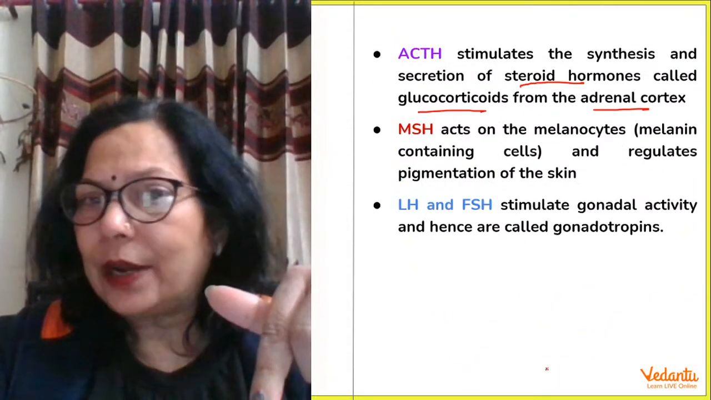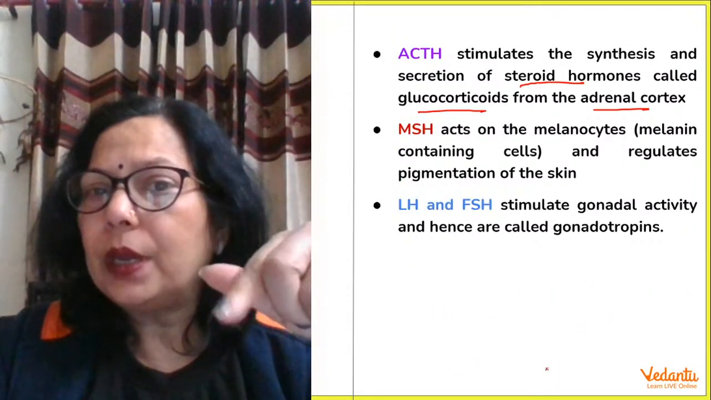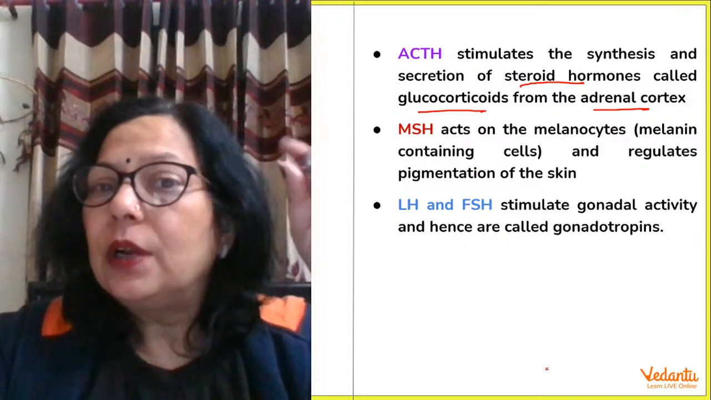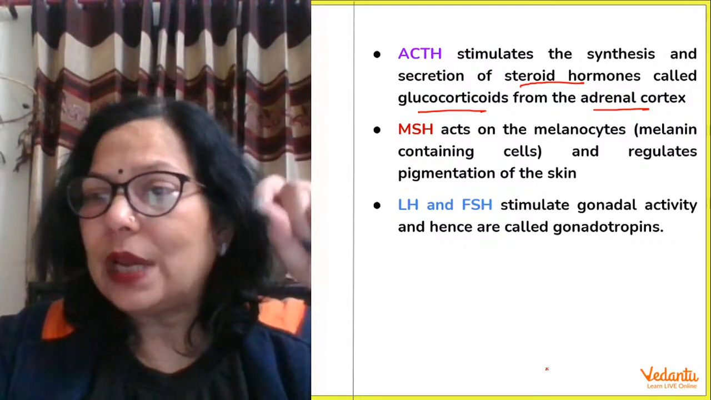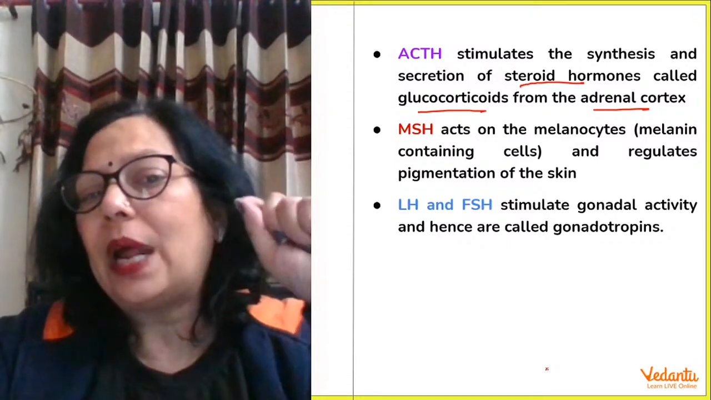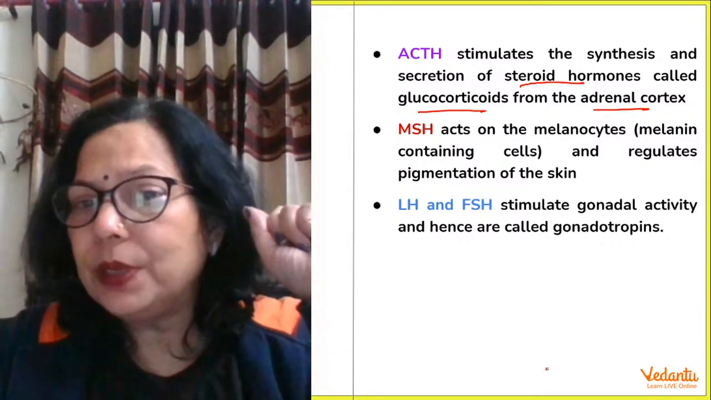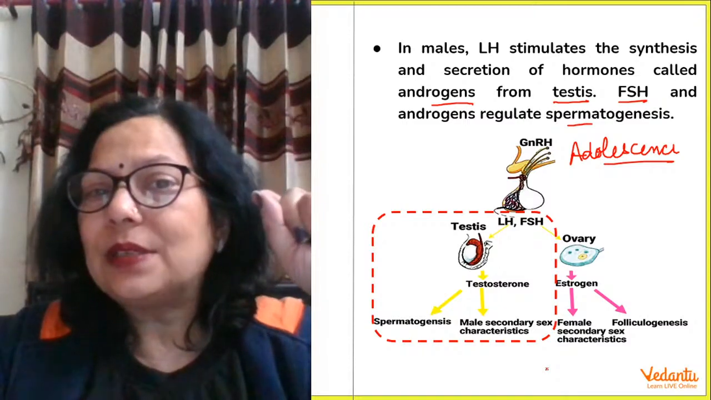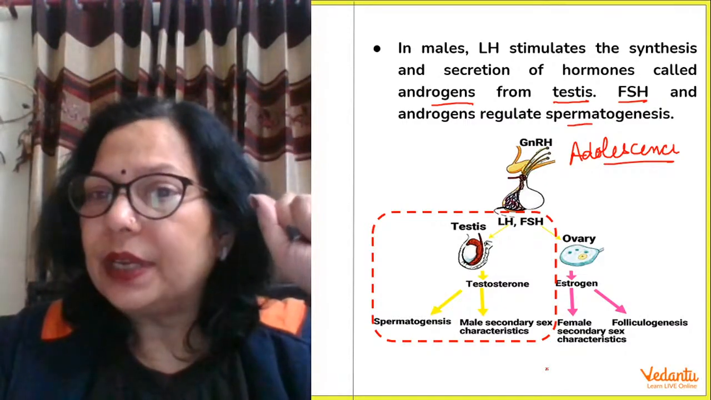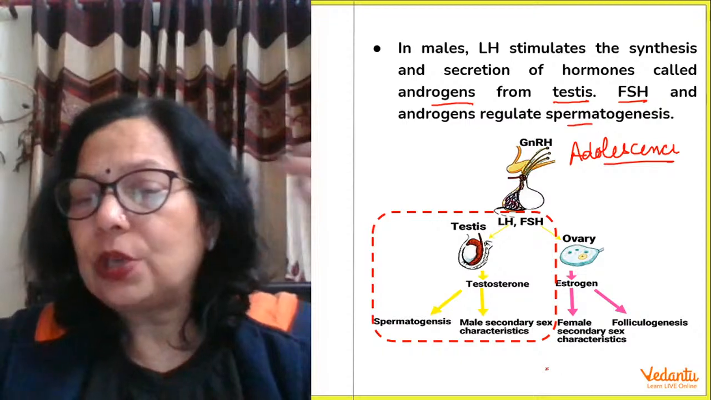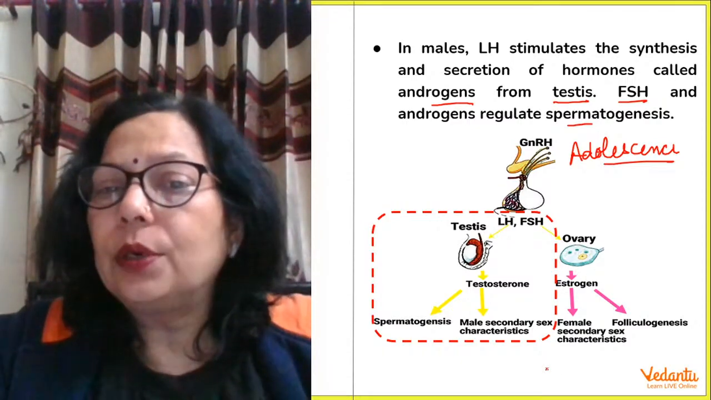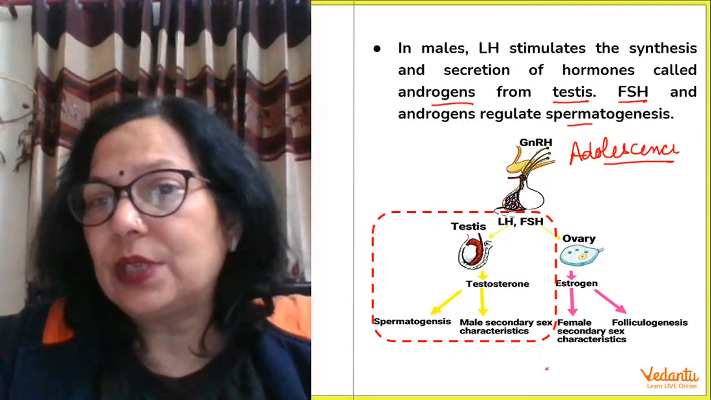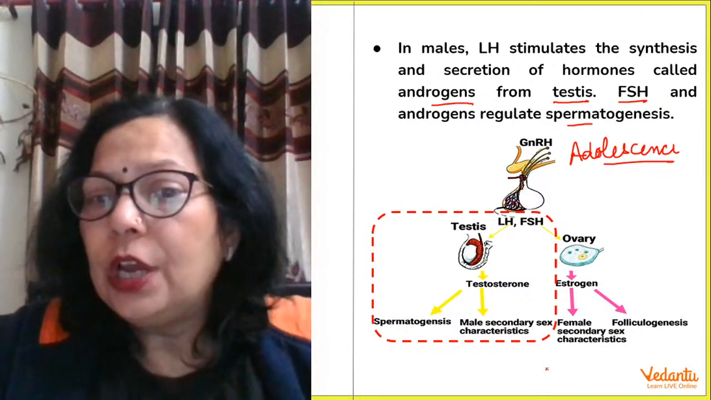Then TSH, thyroid stimulating hormone, and adrenocorticotropic hormone, which promotes secretions from the adrenal cortex. MSH, melanocyte stimulating hormone. LH and FSH stimulate gonadal activity, hence are called gonadotropins. Gonadal activities mean when the child completes its adolescence. Whenever male and female eggs start being produced, who controls that? These are the LH and FSH hormones which control it.